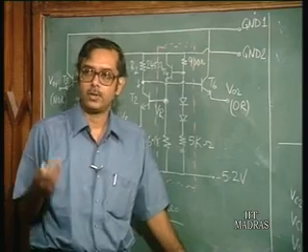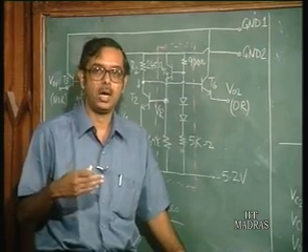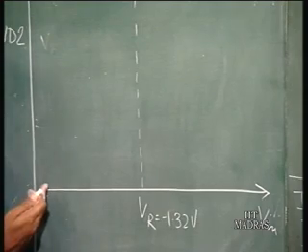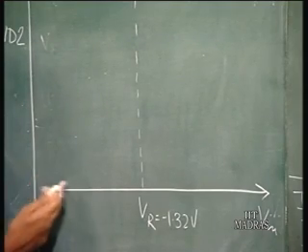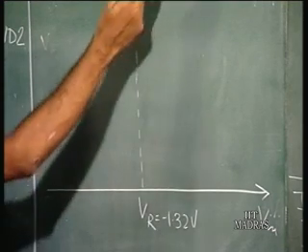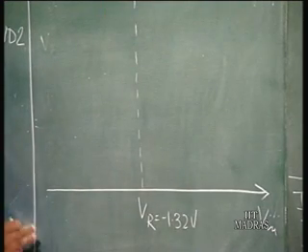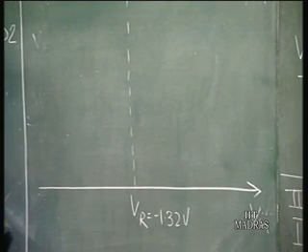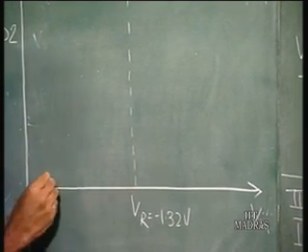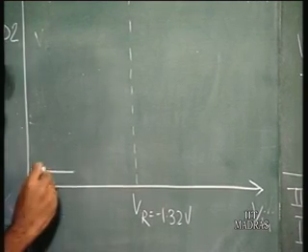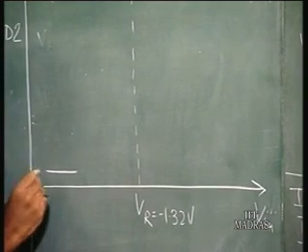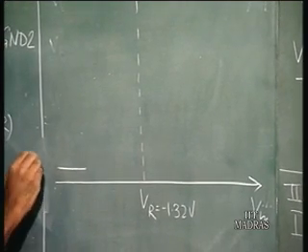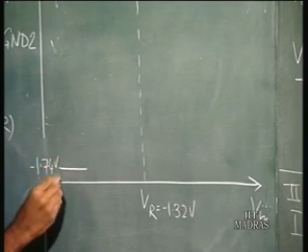Now, for the OR output, when the input is low, the output is also low, and then it goes high. So, when the input is low, what is the output voltage? It is equal to logic low, minus 1.74 volts, correct. So, this is going to be minus 1.74 volts.